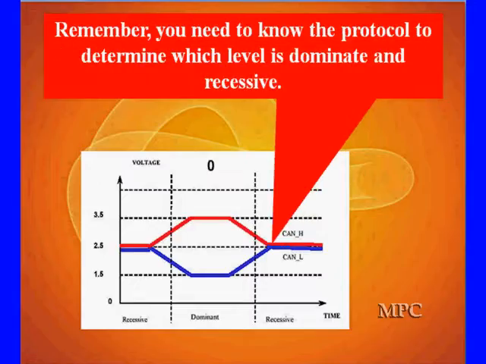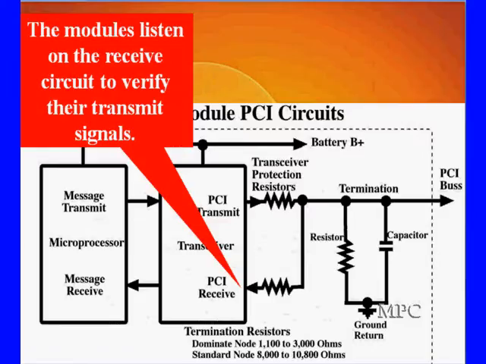Remember, you're going to need to know the communications protocol to determine which level is dominant and recessive for all of these different systems, and we're going to show you. That's why we have training selections for each one of these, so you only learn the one you need to work with now, because it changes all the time.